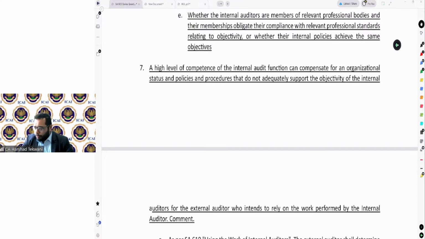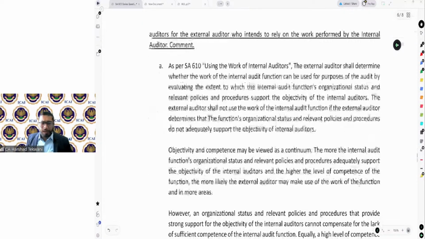Okay, Tushar, good. So most of you have already given the answer. Competency or objectivity cannot be replaced with each other. Okay, let's see the answer.